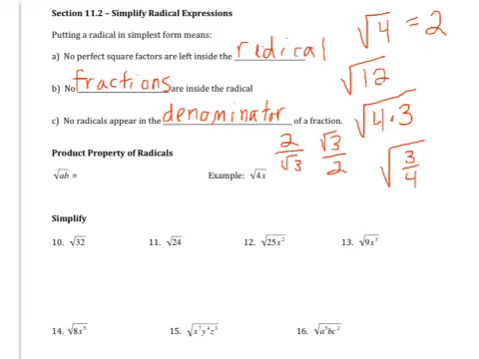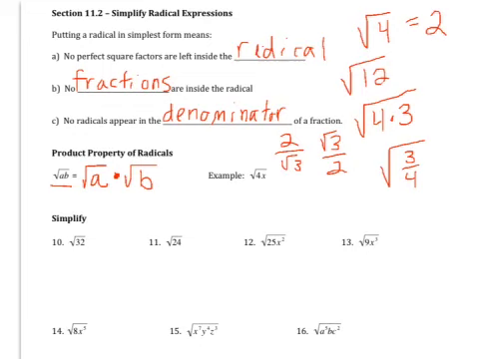So the first property that we're going to go over is called the product property of radicals. What the product property says is if we have two terms that are being multiplied inside the radical, the square root of a times b, we're allowed to break that up as the square root of a times the square root of b. So let's use that property to help us simplify the example.